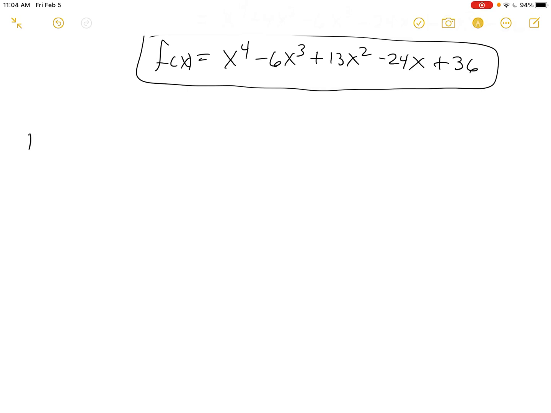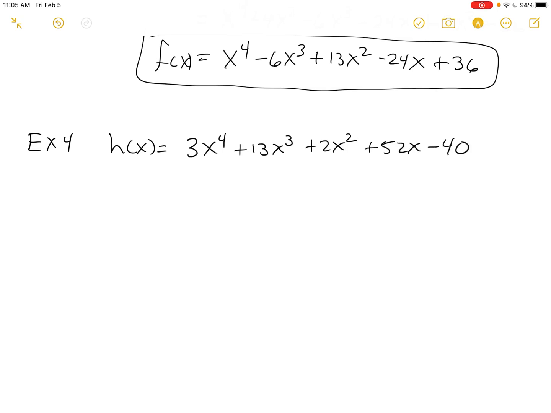Here's the next step, example 4. In example 4, they give you a polynomial, h of x is equal to 3x to the 4th plus 13x cubed plus 2x squared plus 52x minus 40. And what they tell you is that they give you 1 zero. So I'll put given. The given zero is negative 2i. Well, then that's it. And so what they want you to do is find the remaining zeros.